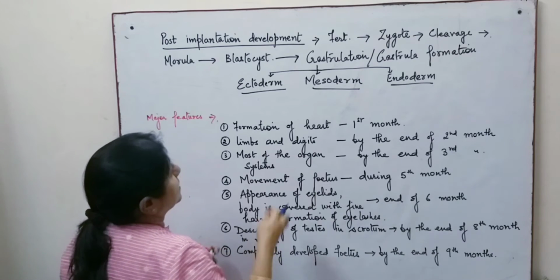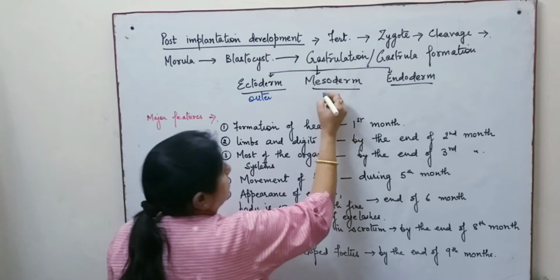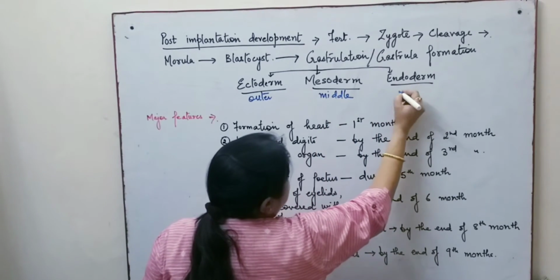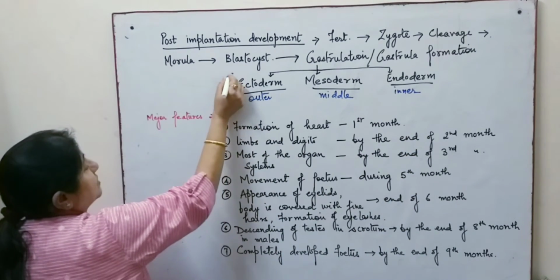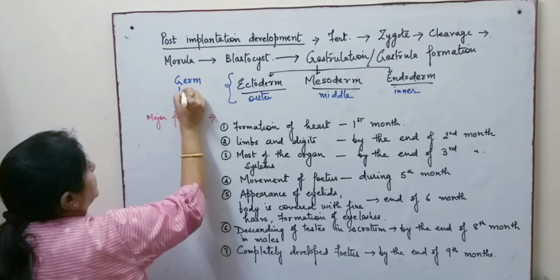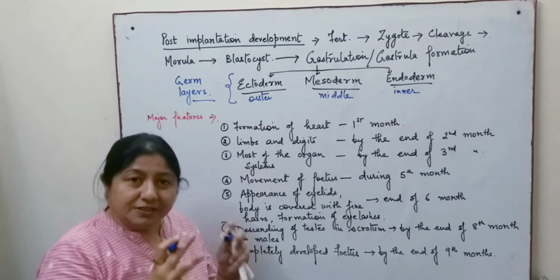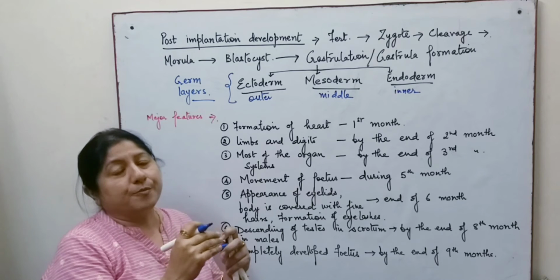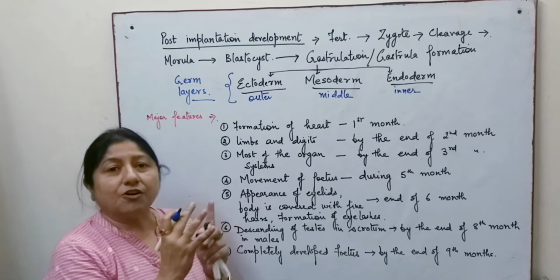So these movements will ensure that the cells are arranged in three different layers. The ectoderm is the outer layer, the mesoderm is the middle layer, and the endoderm is the innermost layer. Now these three layers are also known as the germ layers. All the three layers will be responsible for forming various parts of the body or the organs.